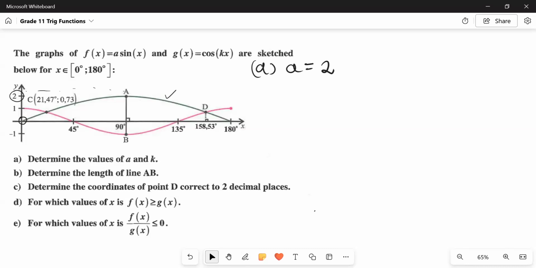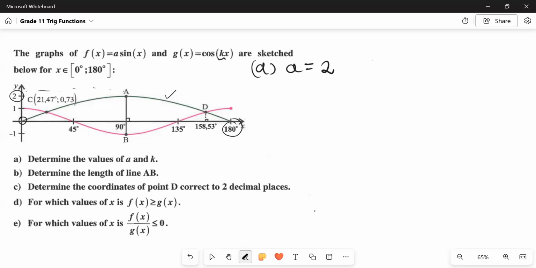So now we've managed to get the value of a at least. And now they're asking for k. We must find the value of k. K is the value next to our angle, right? But now the standard cos graph has a period of 360, and the above graph has a period of 180 degrees. Now, how do we get the value of k?